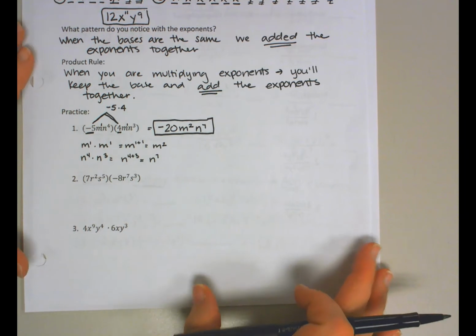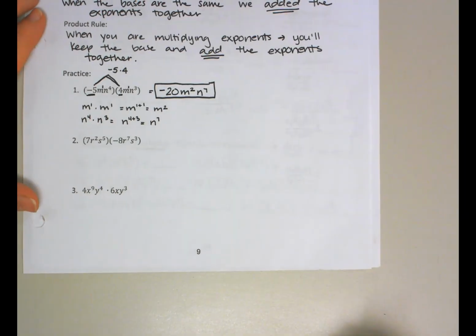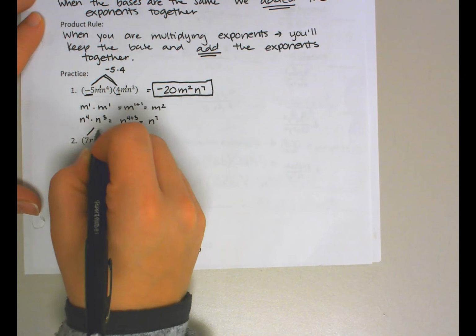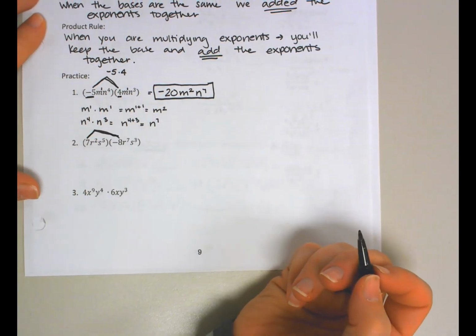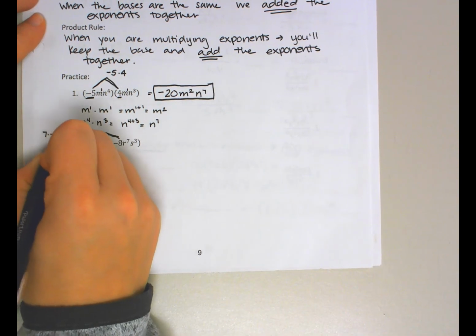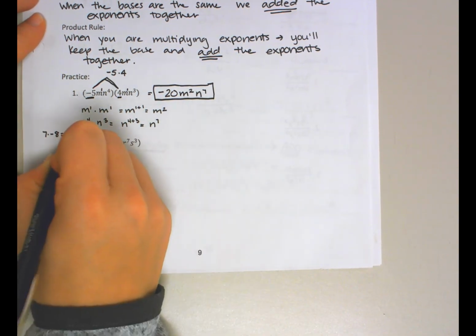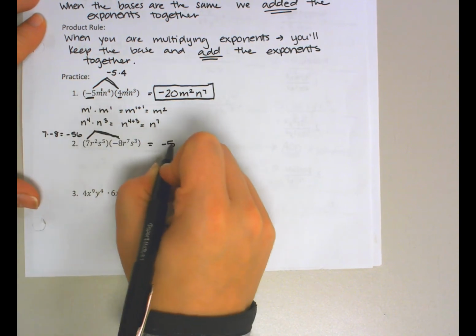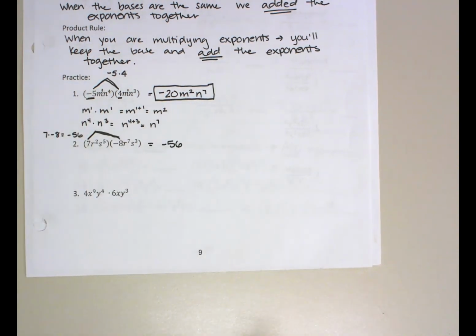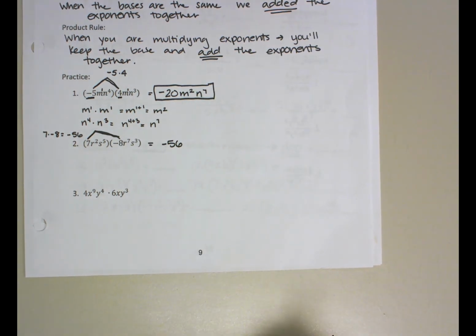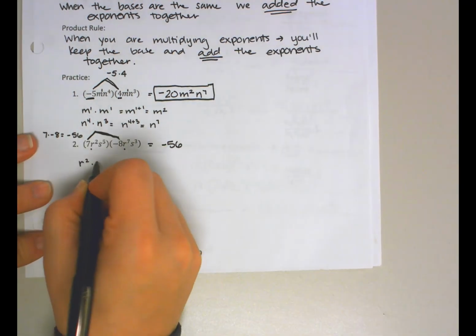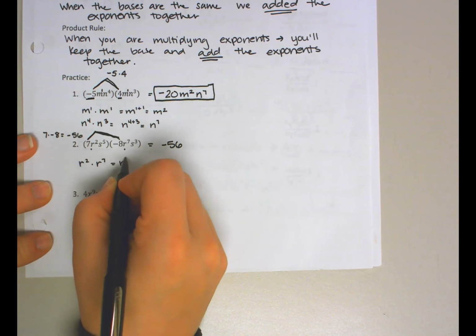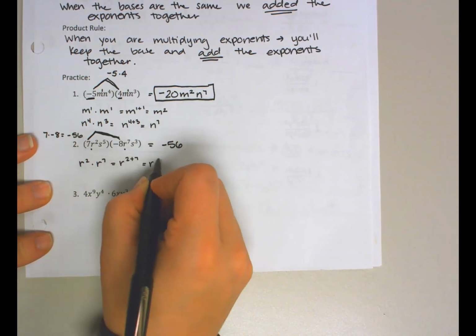All right, let's look at number 2. So again, first things first, multiply those big numbers in the front. So I'm going to multiply 7 times negative 8. So 7 times negative 8 would give me negative 56. So now I'm going to look at each base that's the same and combine those. So here I have an r to the 2nd and an r to the 7th. So when I combine those, I'm adding 2 plus 7, which gives me 9.